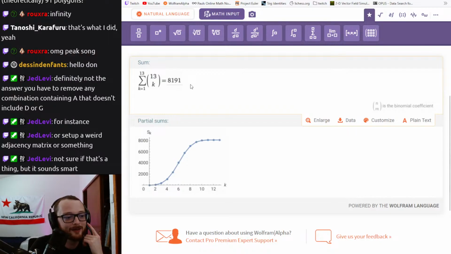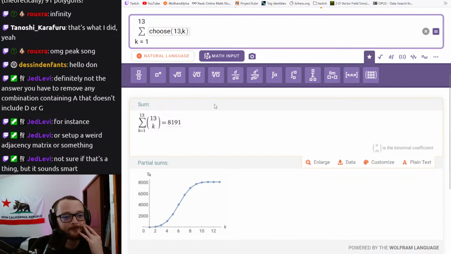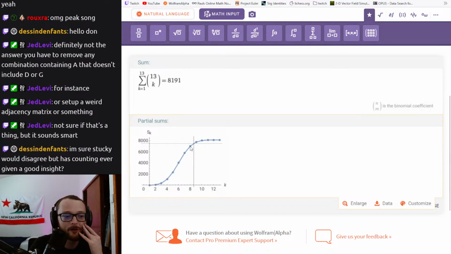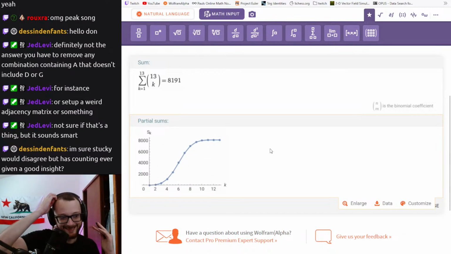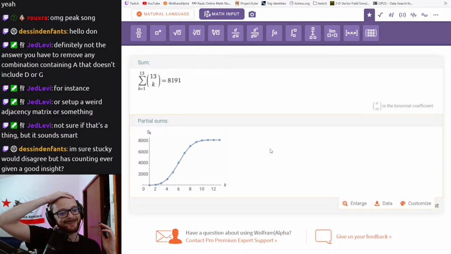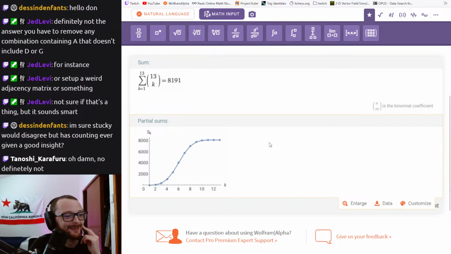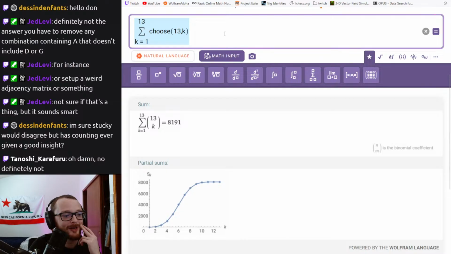It does sound smart. And you see Matrix might help. I'm not sure. Oh, it's kind of interesting how it forms a sigmoid function. That makes sense with how choose works. I'm curious if there's something deeper that you can say there. I think it has, Dessen. It might not be a very good upper bound, but it's an upper bound.